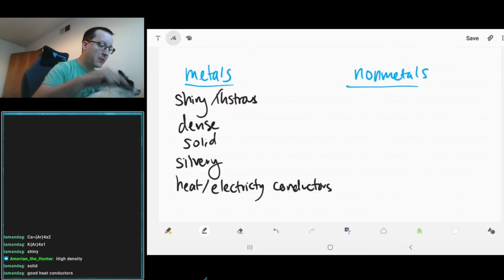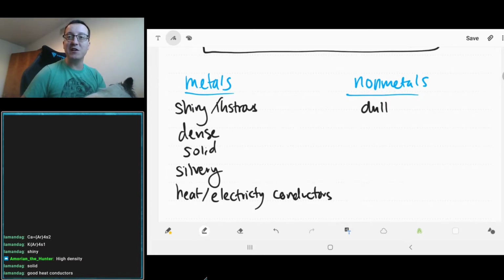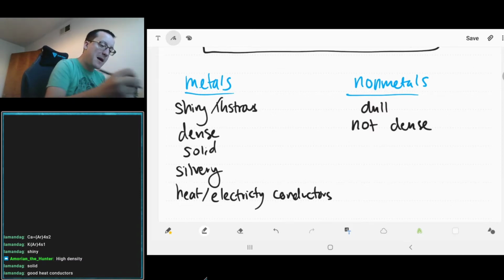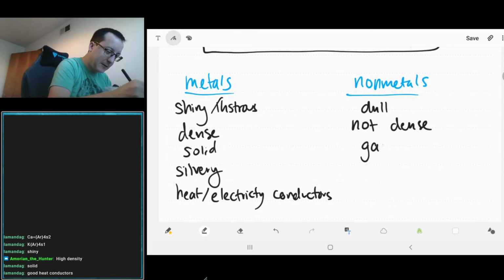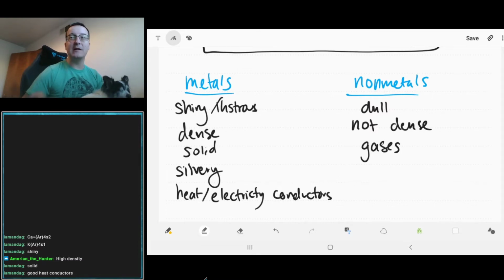So non-metals are typically going to be quite dull. They are not going to be shiny. We're going to see these are typically not dense. Many of these will be gases. There are two elements that are liquids at room temperature. That's mercury and bromine. Mercury is a metal and bromine is a non-metal.